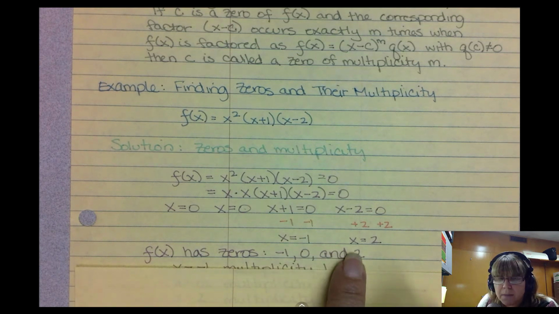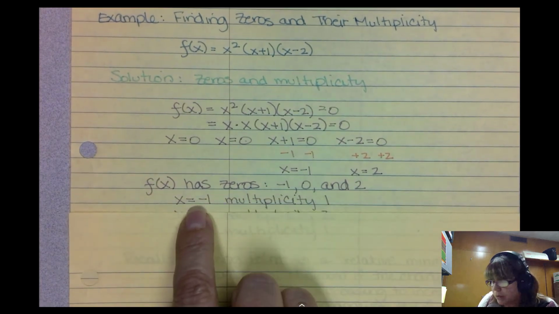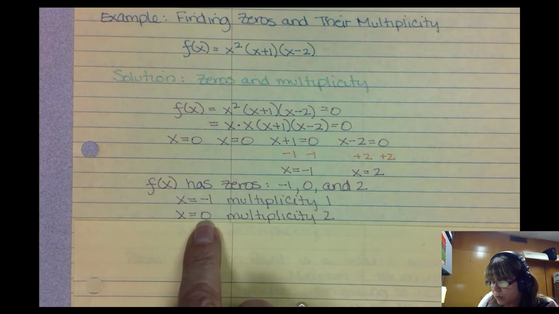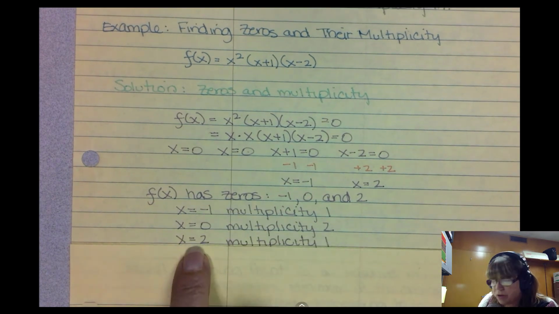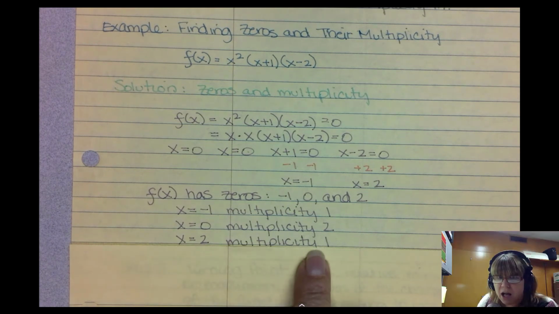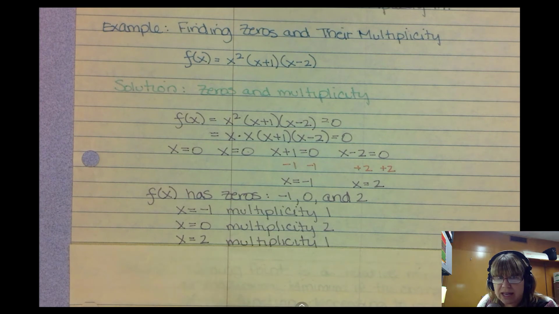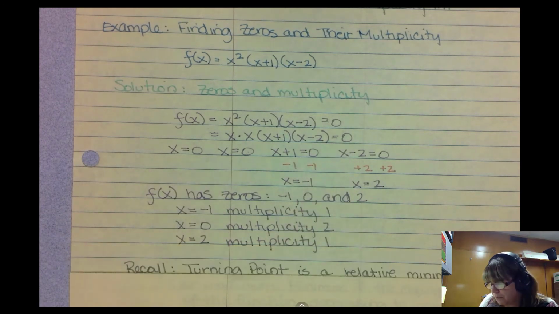But talking about multiplicity, x equals -1 has a multiplicity of 1. x equals 0 has a multiplicity of 2. And x equals 2 has a multiplicity of 1. So multiplicity goes along with what the solution is. And our zeros are the distinct values that force our function to equal 0.